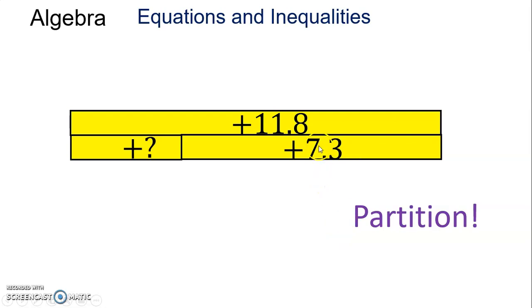Okay, so if I think about what I need to add to 7 to make 11, I'm going to need an additional 4. And then what I need to add to 0.3 to make 0.8 is 0.5. So altogether, I must have had in that missing space positive 4.5.